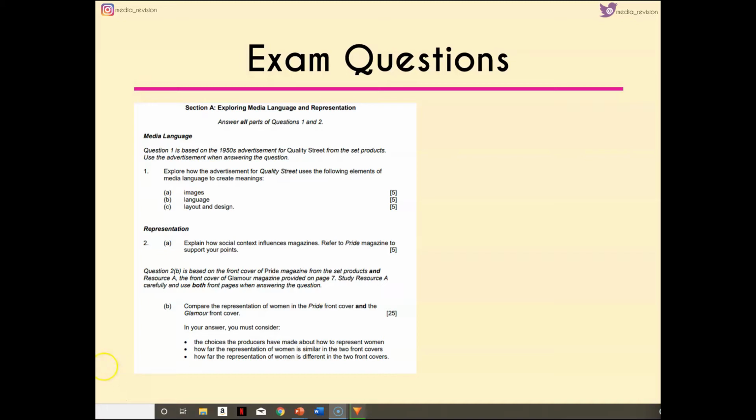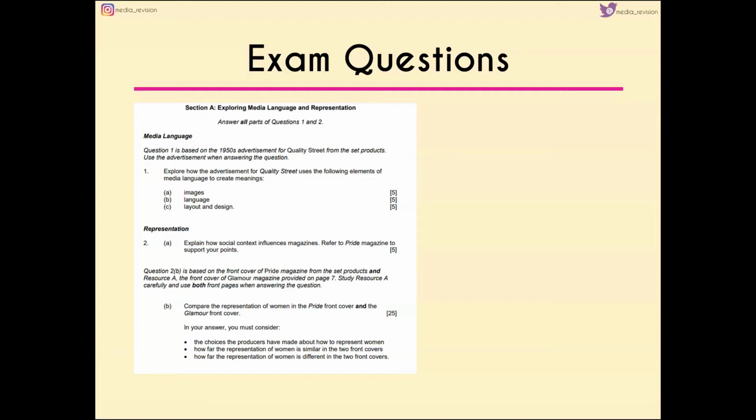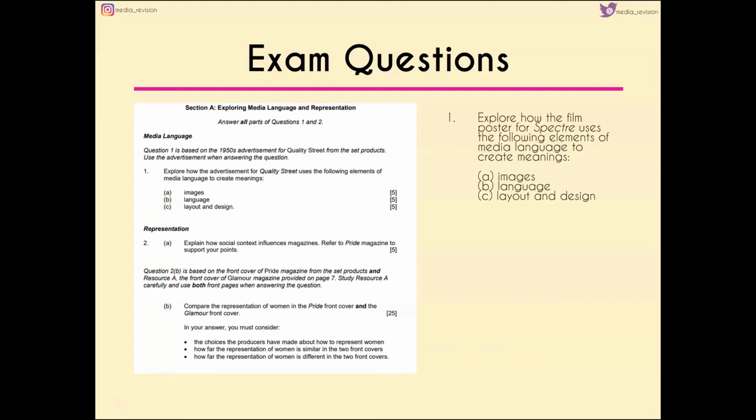But as we said in the last video, you will obviously see that these questions are based on texts that are not film posters. So we have Quality Street here, we've got Pride, and what we do with these sample assessment materials, and what you can do at home to help you with your revision, is basically just change the questions to suit whatever it is that you want to practise. Because we're going to be looking at Spectre now, we've got: explore how the film poster for Spectre uses the following elements of media language to create meanings.